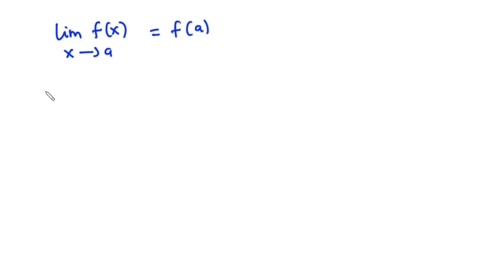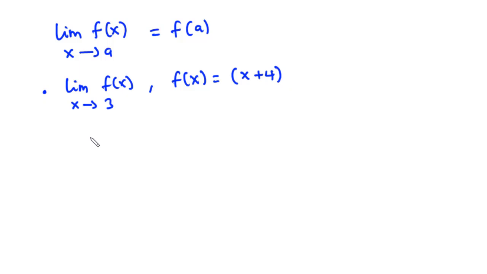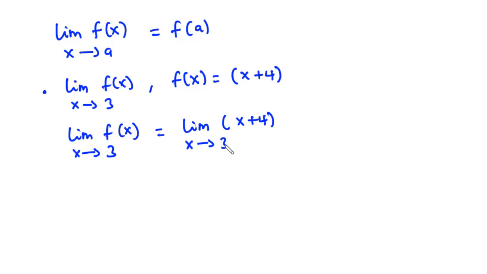So for example, if you are asked to find the limit of a function f of x as x approaches the value 3, given that f of x is equal to x plus 4. Now to find the limit of this function, we are going to directly substitute the value of 3 into the function. So we are going to have the limit of f of x as x approaches 3 is equal to the limit of, now we have f of x to be x plus 4 as x approaches 3.